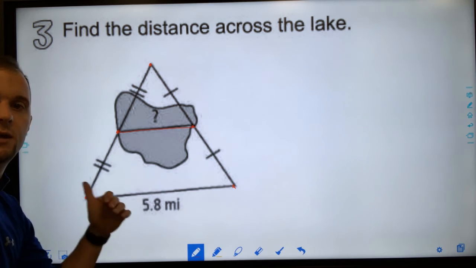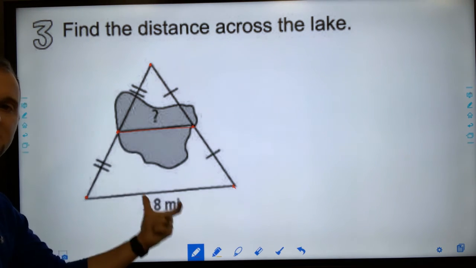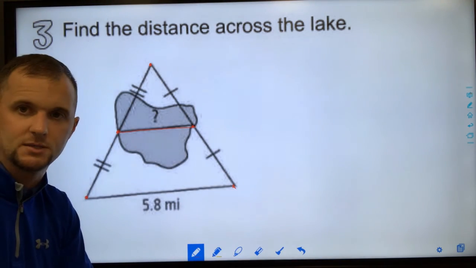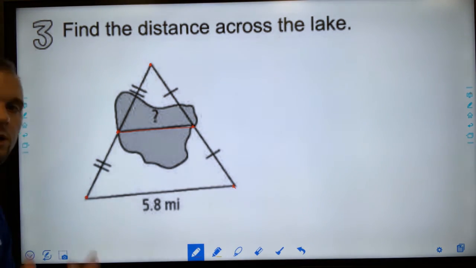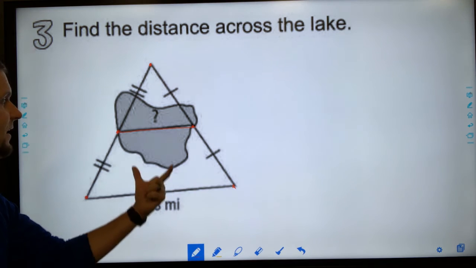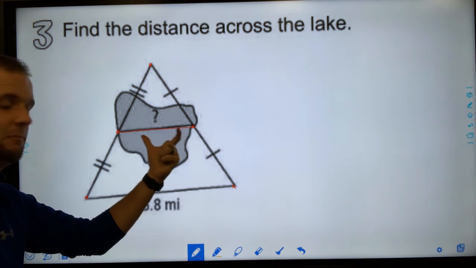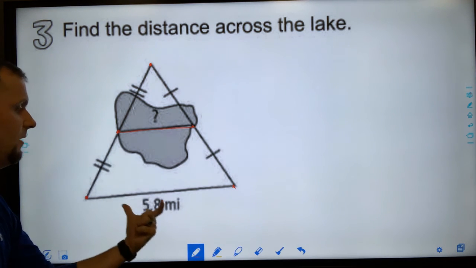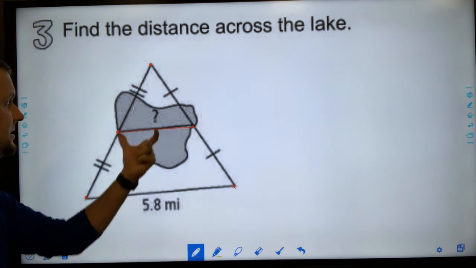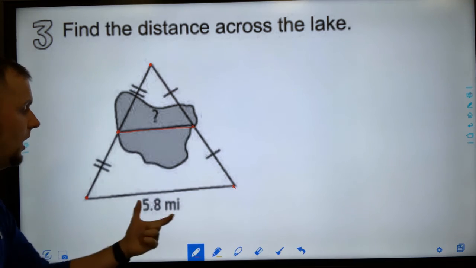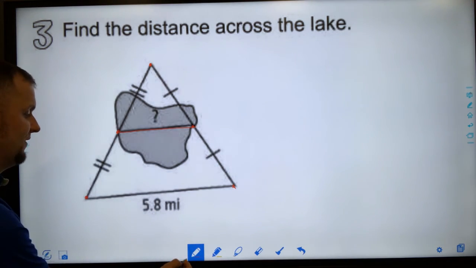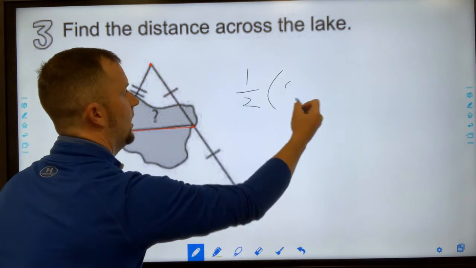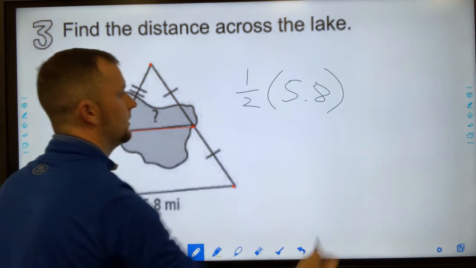So what they're doing here is they're using the rules of mid-segments to help them to find the measure of the lake instead of just measuring the distance all the way across the lake. So we knew earlier that if I have a mid-segment, it is going to be parallel and it's going to be 1/2 the measure of that third side. So that means if I want to find the question mark, all I have to do is take 1/2 of 5.8. So I'm going to take 1/2 of 5.8 here, okay?